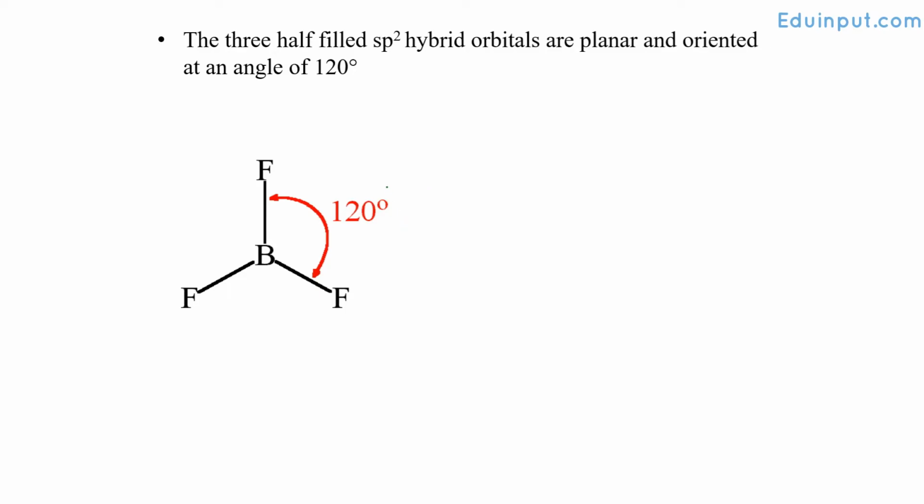These three half-filled sp2 hybrid orbitals are planar and oriented at an angle of 120. In this case, we can see that there is no lone pair involved on the boron atom. So there will be equivalent repulsion between this bond pair and this bond pair, and then this bond pair and this bond pair as well. So these are going to be arranged at the maximum distance where the molecule gets stability, and in this case it is going to be 120. This is the angle.